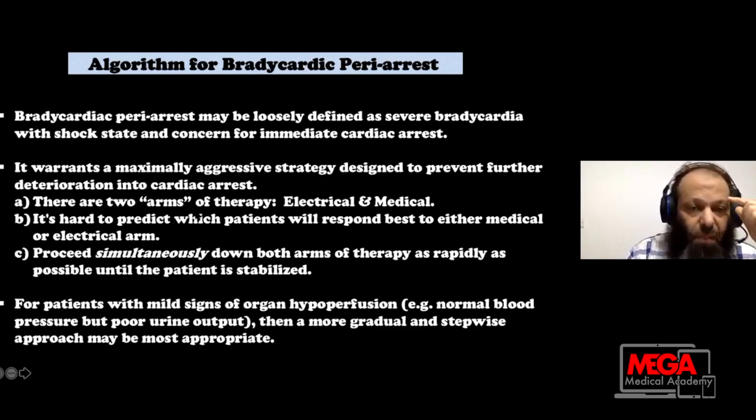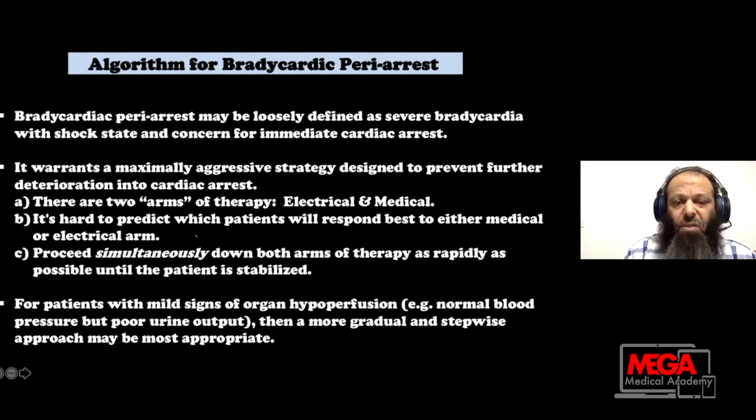This is your aim. Of course, for the bradycardic peri-arrest, there are two arms of therapy, either electrical or medical. It's hard to predict which patient will respond best to either of those two arms. It's very difficult in your practice. You start with medical, then the patient did not respond. You start with electrical, he responds, or vice versa. So what you should do pragmatically, especially for a critically ill patient, is proceed simultaneously. This is my advice for fellows and residents in ICU: especially for the peri-arrest bradycardia, you should not wait only for medical.